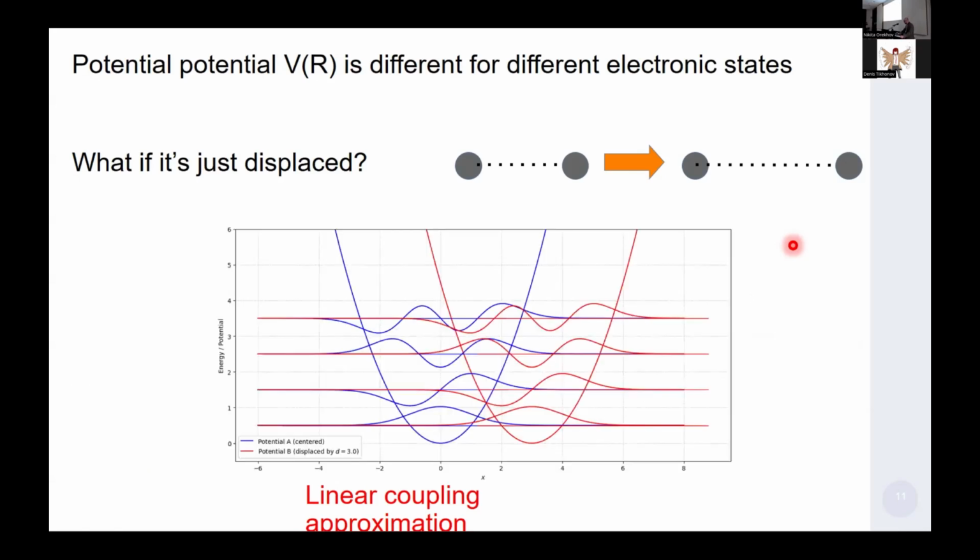And what do we get? We just get two displaced harmonic oscillators with identical Hermite polynomials, which are just shifted from one another. And this is called the linear coupling approximation. And it's surprisingly good, as we will see. For very, very many molecules, we just compute this displacement and we get a very accurate spectrum.